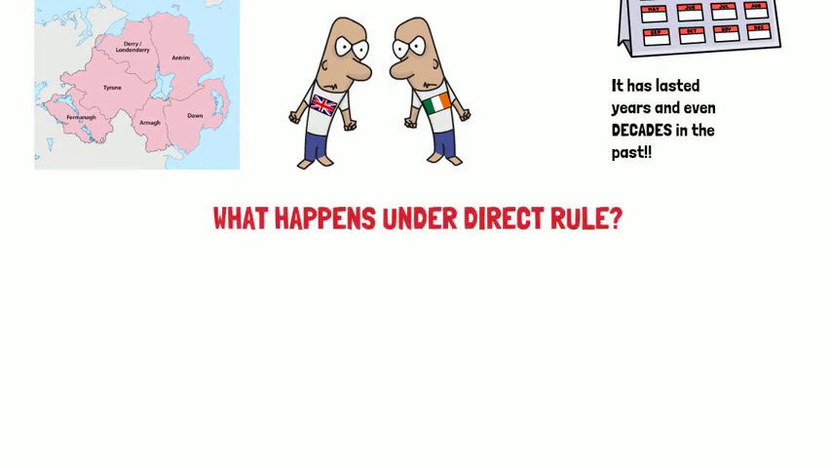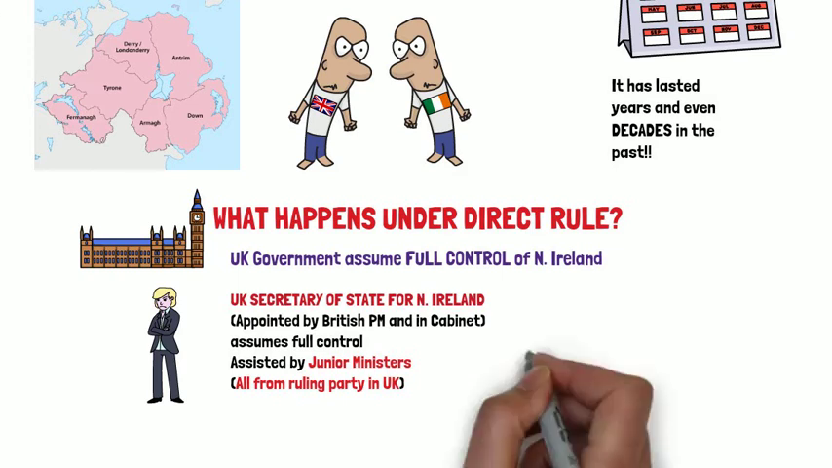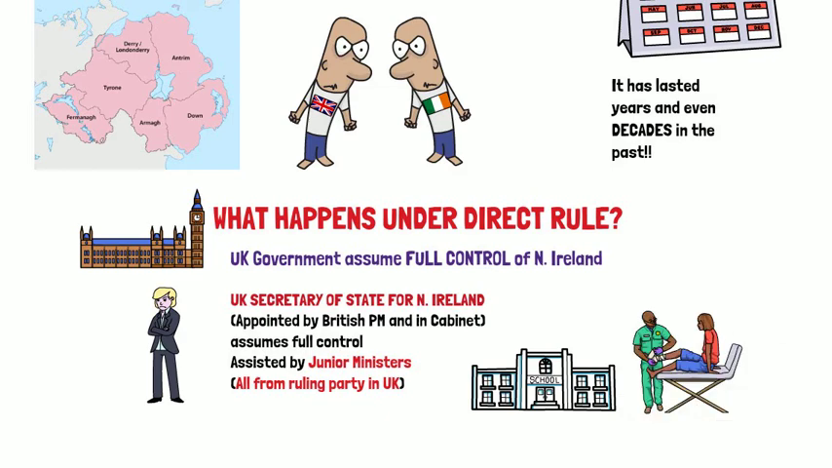Under direct rule then, what happens? Well, the UK government assumes full control of the running of Northern Ireland. The Secretary of State for Northern Ireland assumes much more political power and they're usually assisted by junior ministers. These are all chosen from the ruling political party in Westminster. They then make decisions on behalf of the Northern Ireland public on matters of education, health, social welfare, etc.